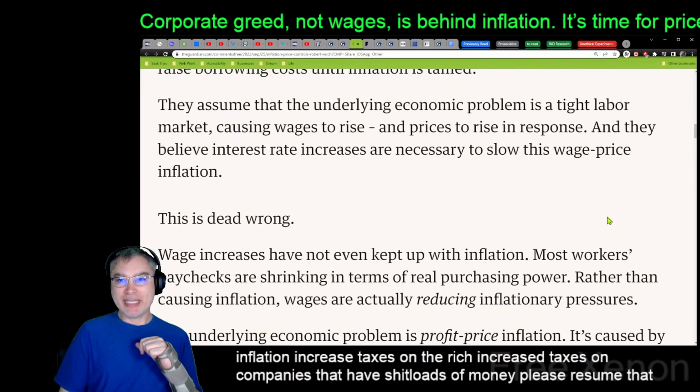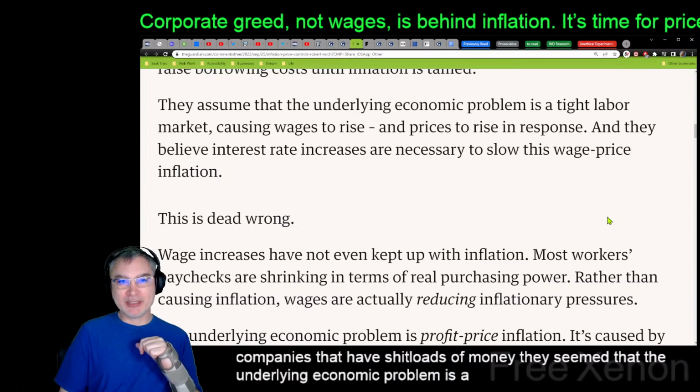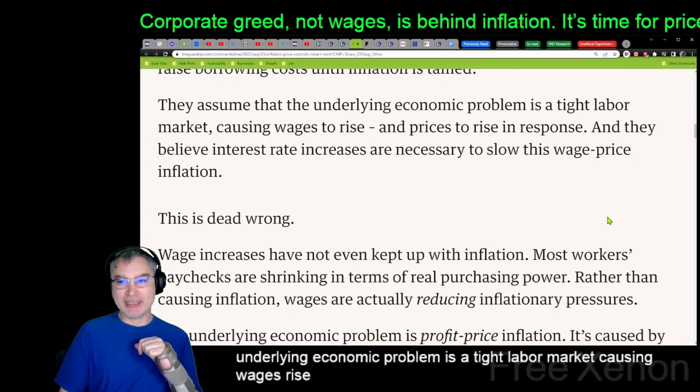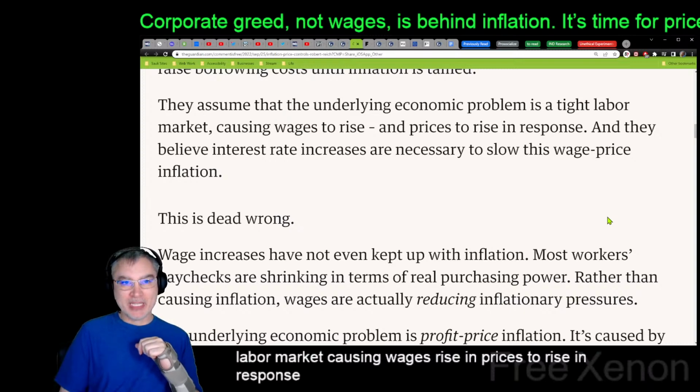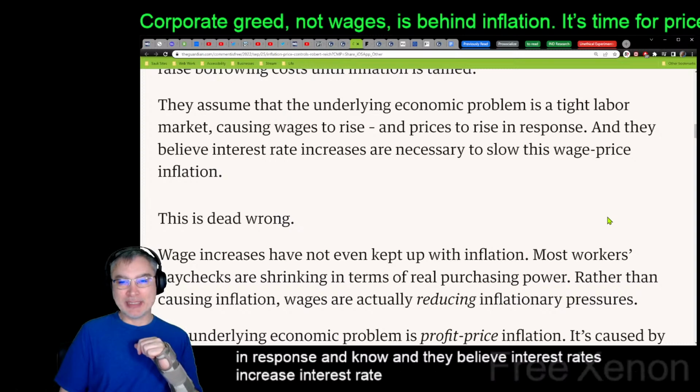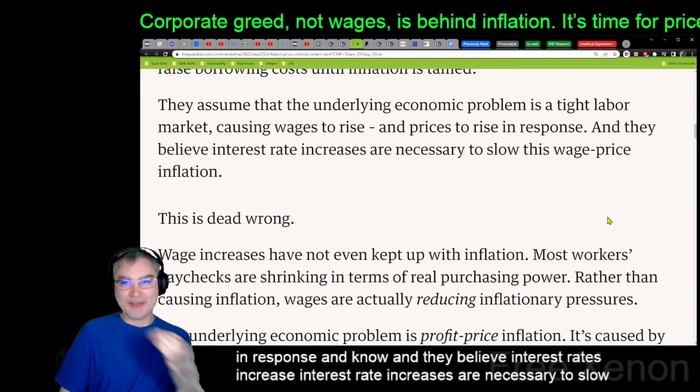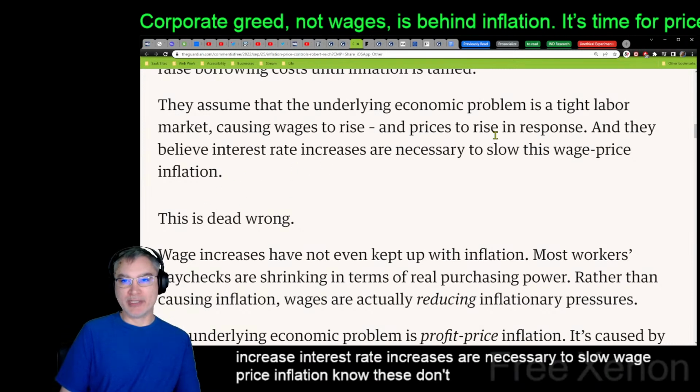They assume that the underlying economic problem is a tight labor market causing wages to rise. No. And prices to rise in response. No. And they believe interest rate increases are necessary to slow wage price inflation. No, this doesn't work together.